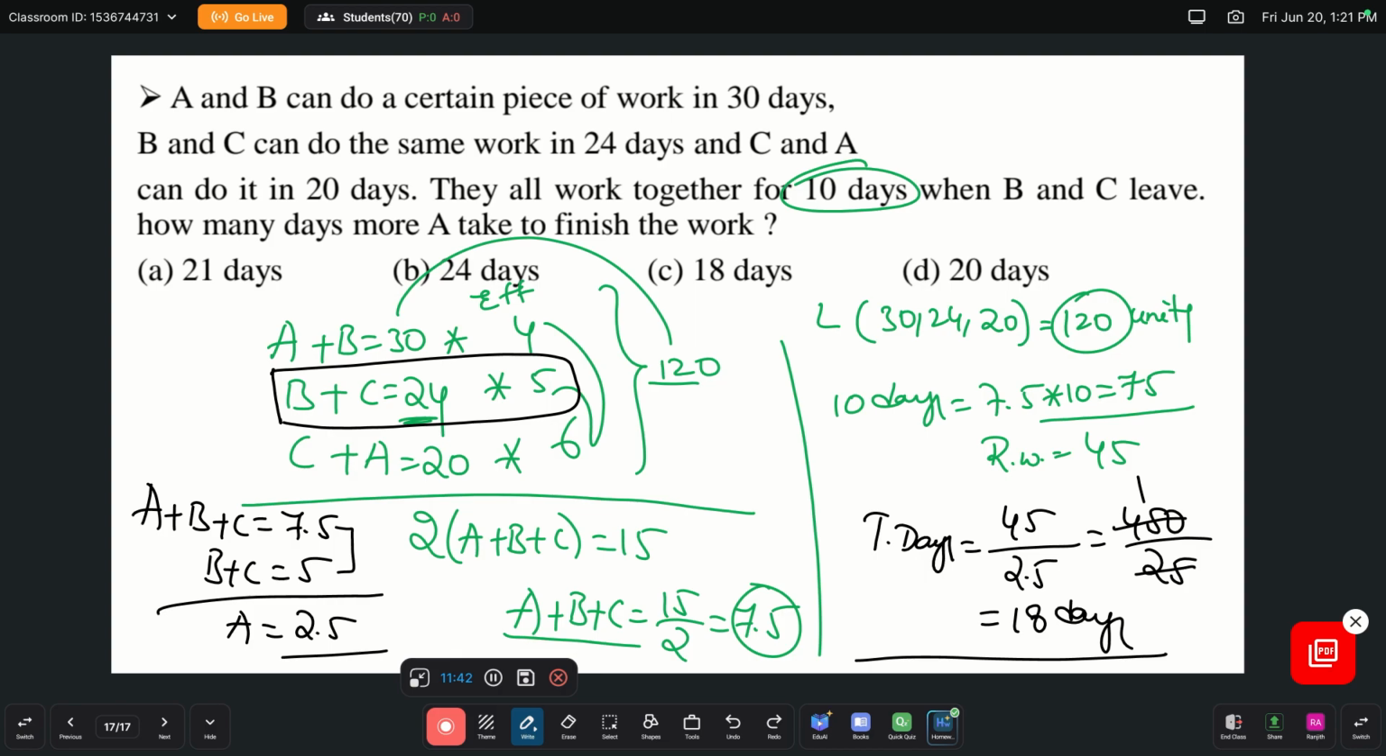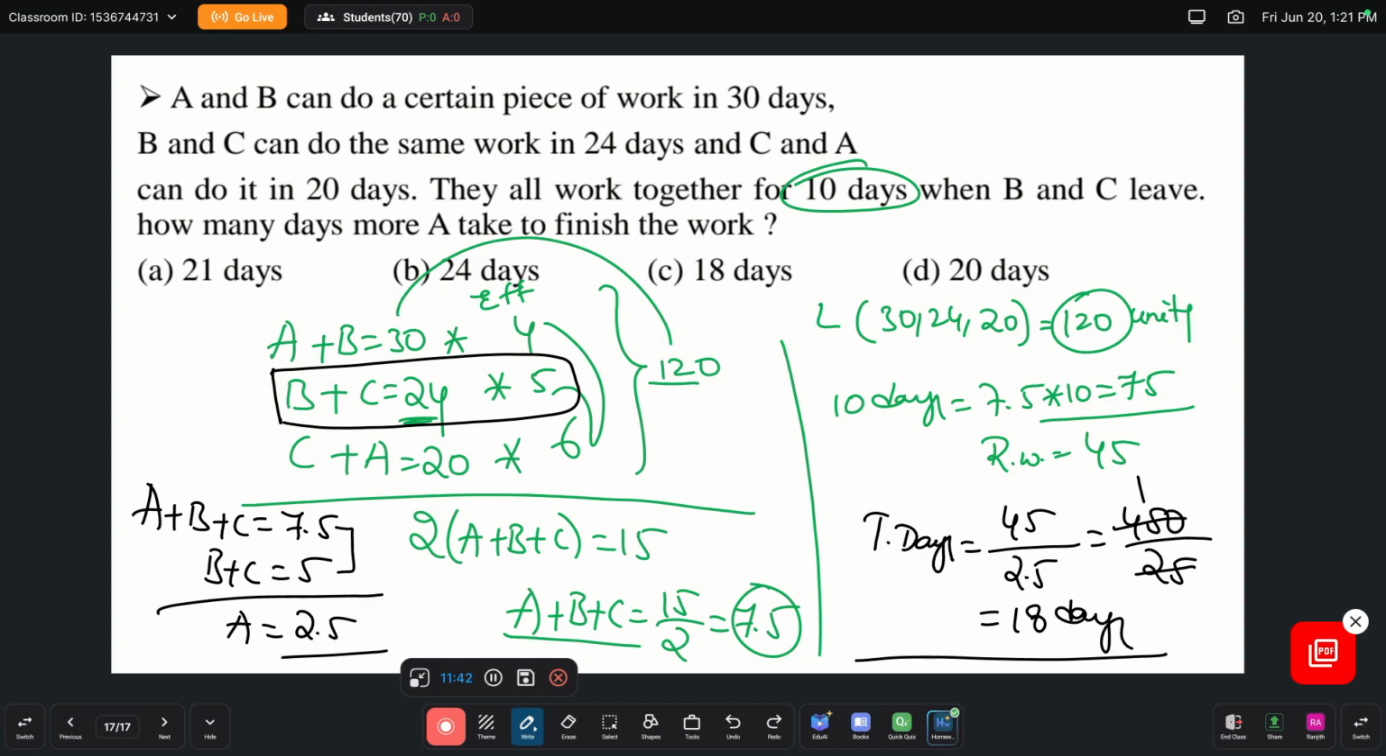They work for how many days? 10 days of work. 10 days will be 7.5 into 10, equal to 75 units. Out of 120, 75 units are completed, then the remaining work equals 120 minus 75. So 75 is less compared to 100 by 25, and 120 compared to 100 is 20 more, so 25 plus 20 equals 45. So this remaining work is completed by A alone.